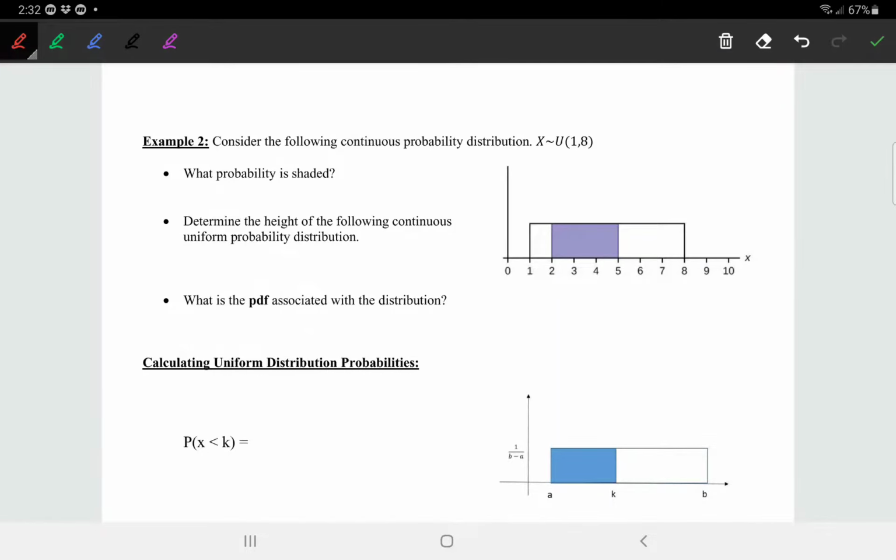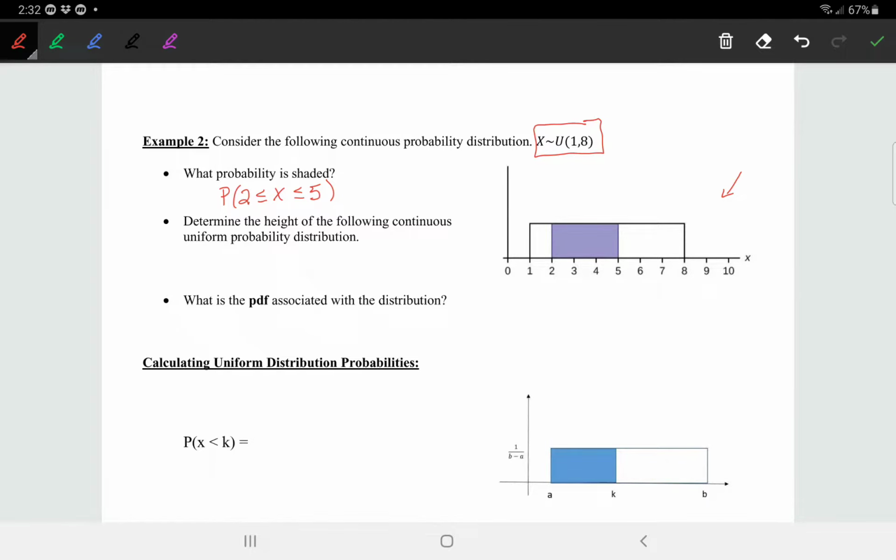Let's consider the following continuous probability distribution. Here x follows a uniform distribution from 1 to 8. We can see that graphed over here. And we can ask this question then, what is the probability that is shaded? What amount of area is shaded under that curve? Well, that will represent the values that start at 2 and then go up until 5.